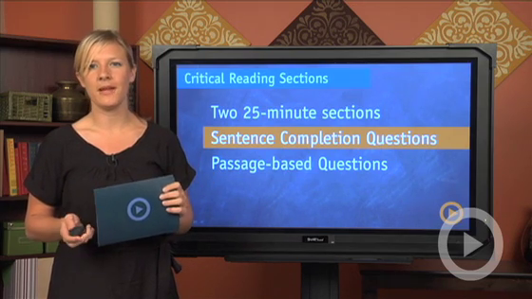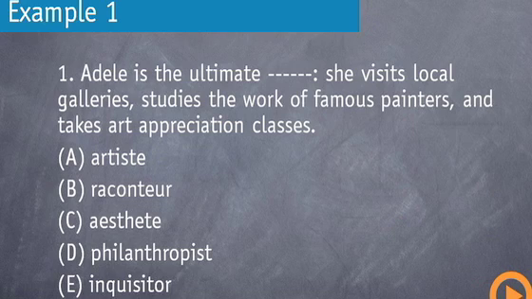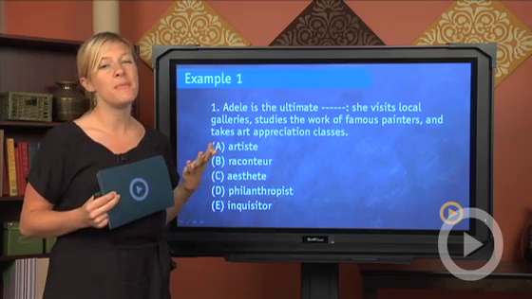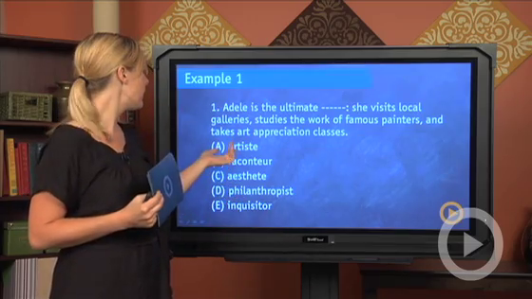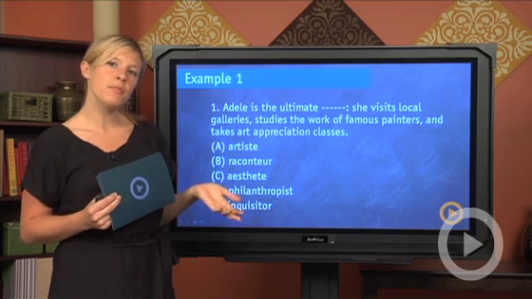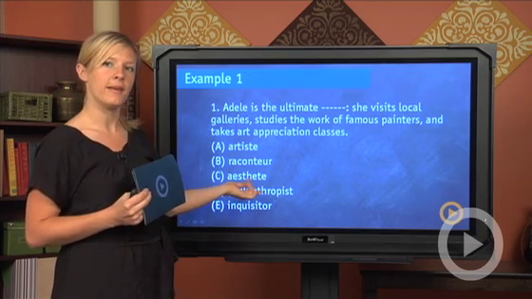Let's take a look at what those might look like. A sentence completion question always is a complete sentence with 1 or 2 blanks. As you can see, you'll always have 5 answer choices. Some of the words may be really difficult. You might not know them, like artiste, but some of them you may be familiar with, things like philanthropist.